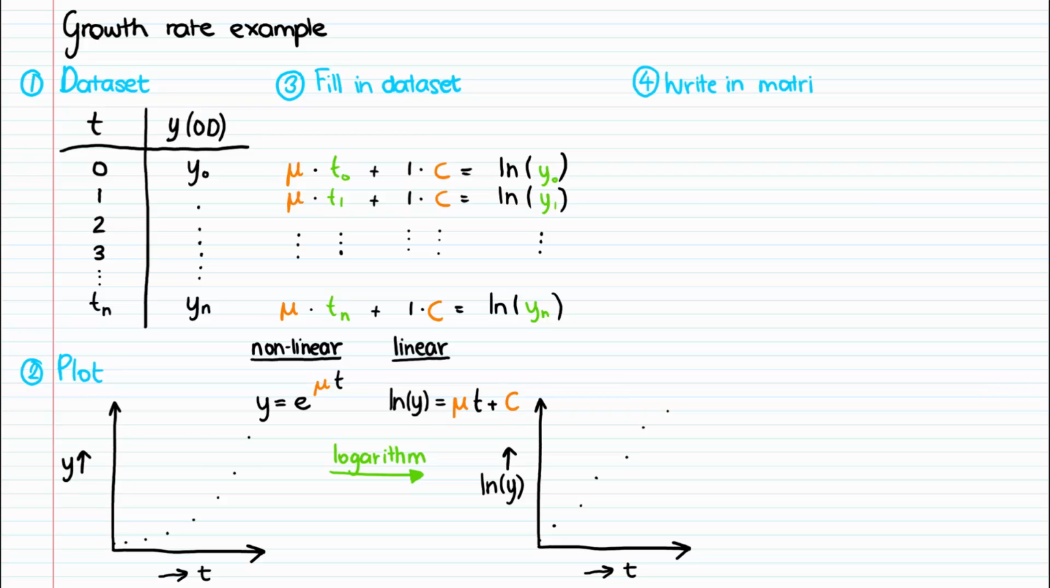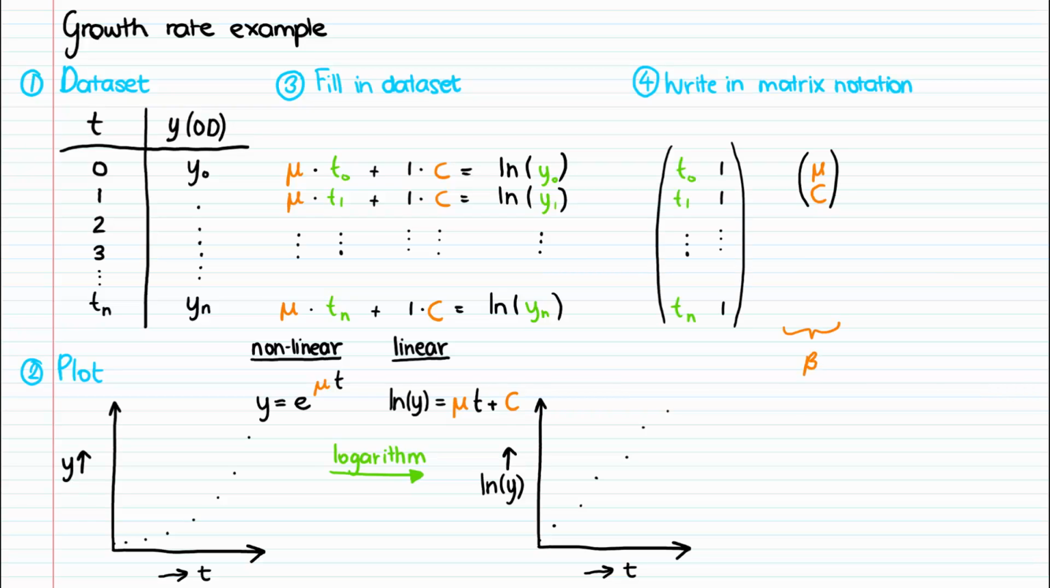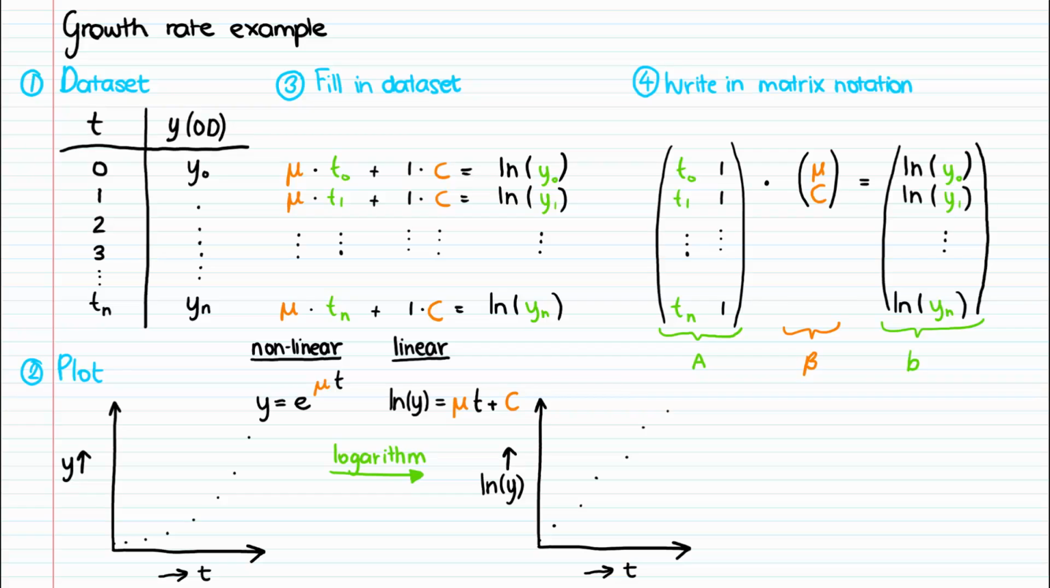Now we can rewrite this in matrix notation by separating the unknowns mu and c, which we will call beta. Now we obtain matrix A, and we will call the vector of the logarithm of the Y measurements b. Now we know how to find mu. We can calculate A over b to obtain beta. Remember that we need to use this formula to take into account measurement errors.